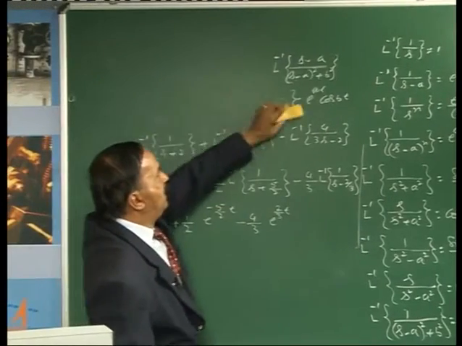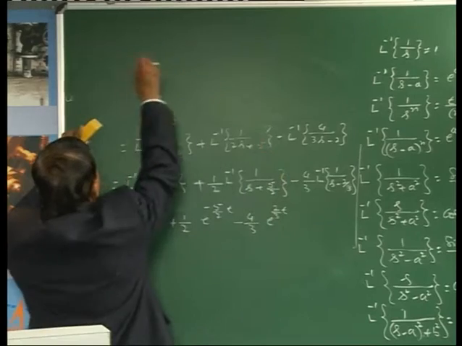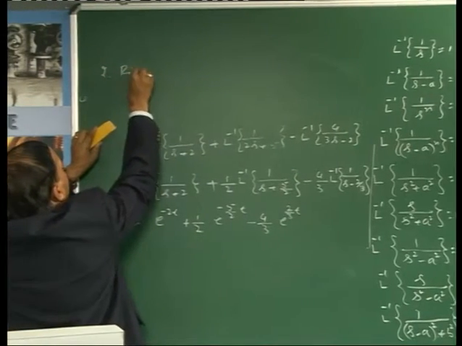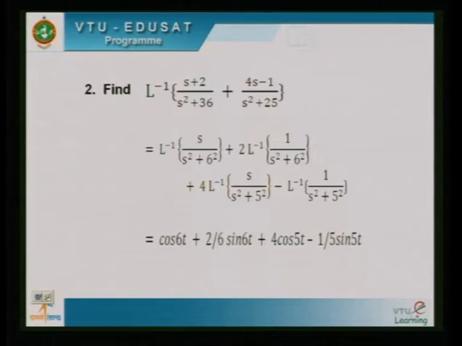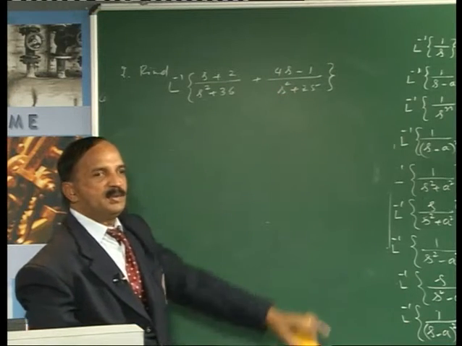So next example, find L inverse of s plus 2 by s square plus 36, plus 4s minus 1 divided by s square plus 25. Find L inverse, or inverse Laplace transform, of s plus 2 by s square plus 36 plus 4s minus 1 by s square plus 25.